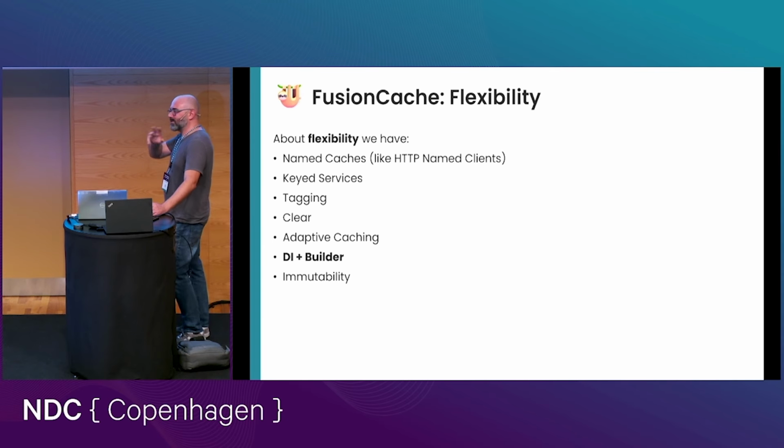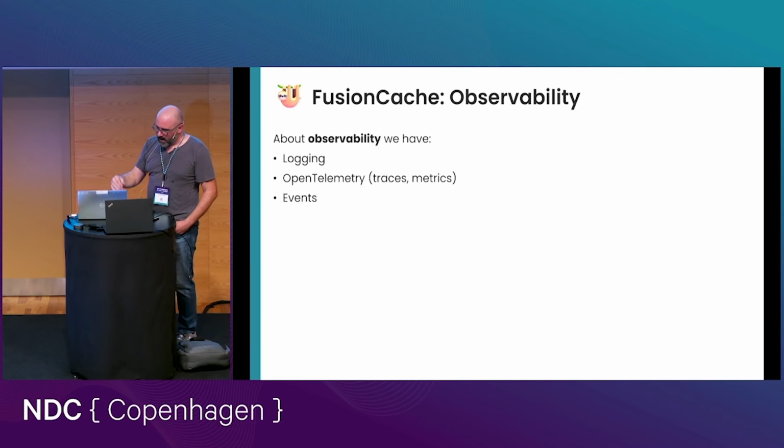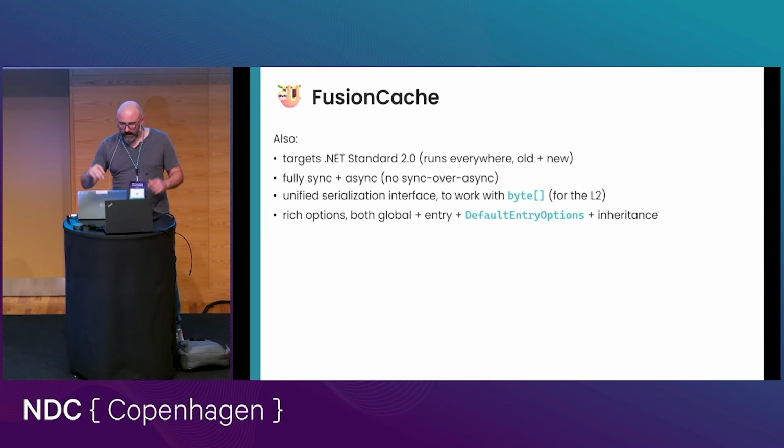I go into more detail in the documentation if you care to take a look at that. Clear support, which is not as easy as it looks. Adaptive caching, it supports dependency injection with the fluent builder that we saw, and immutability. And finally, observability. We have full support for logging, traces, and metrics via OpenTelemetry and events.